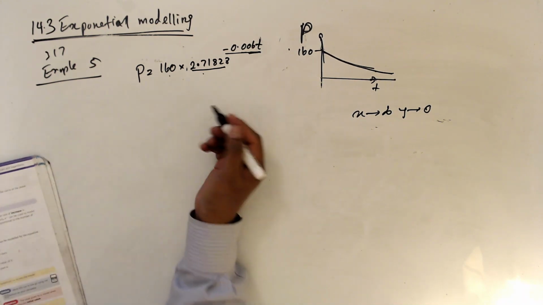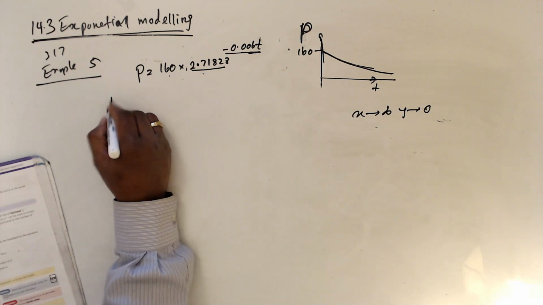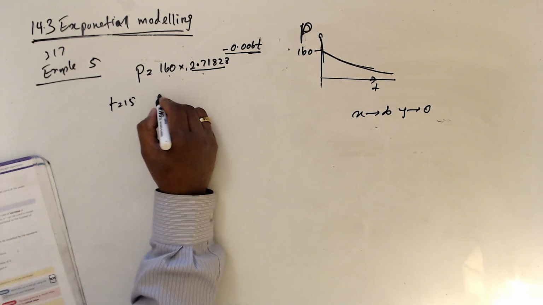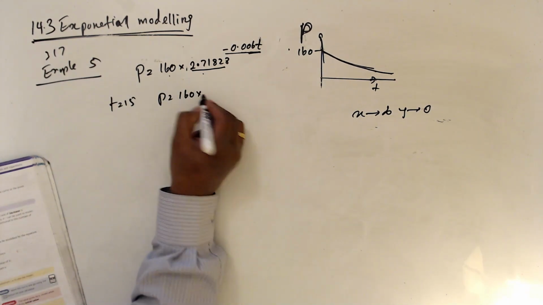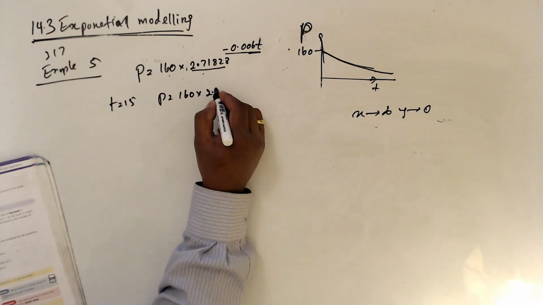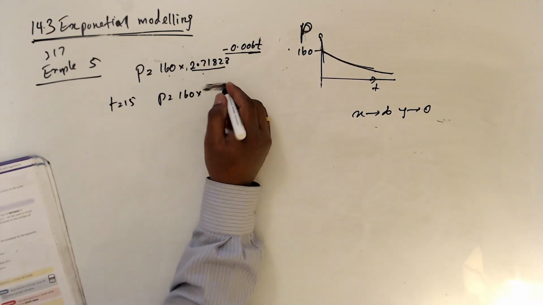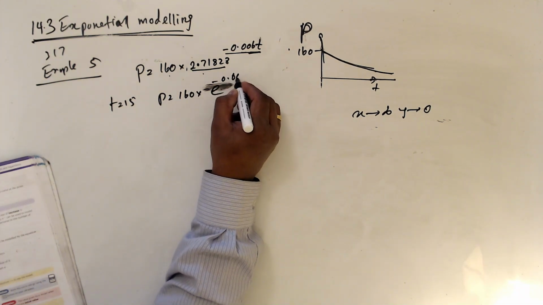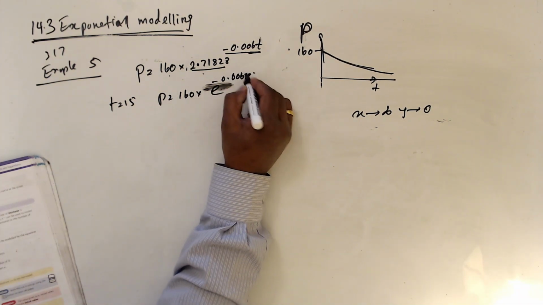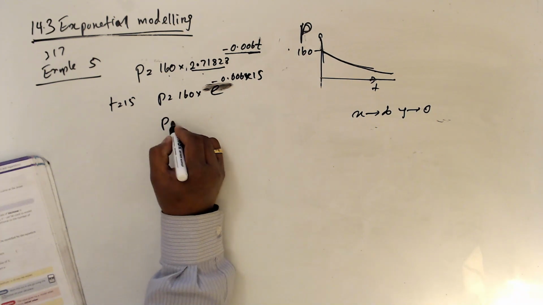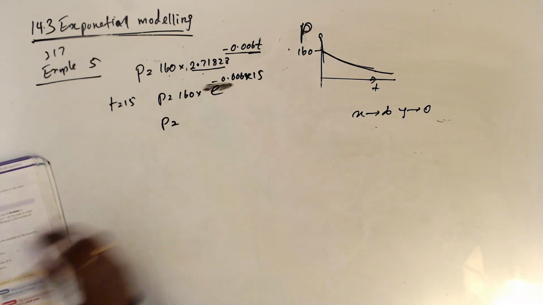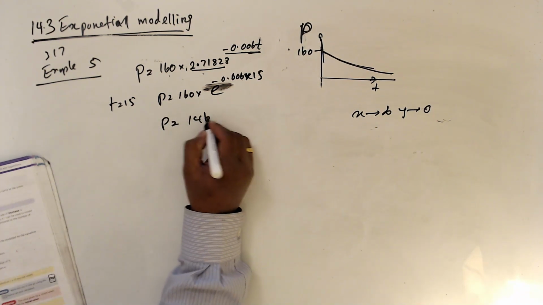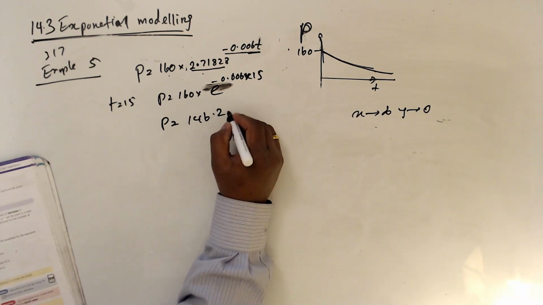So then very simple. When T equals 15, P equals 160 times 2.7, okay, I will write e, to the power of minus 0.006 times 15. So you will get the density, 146.2.